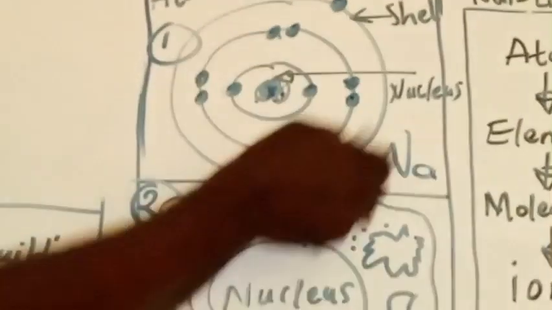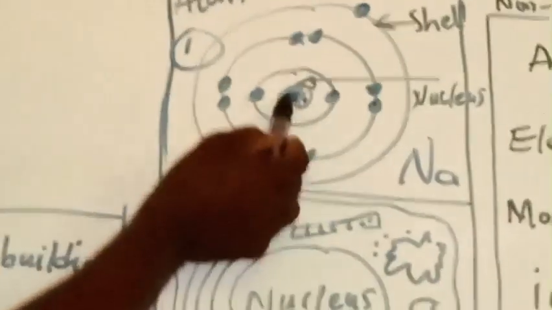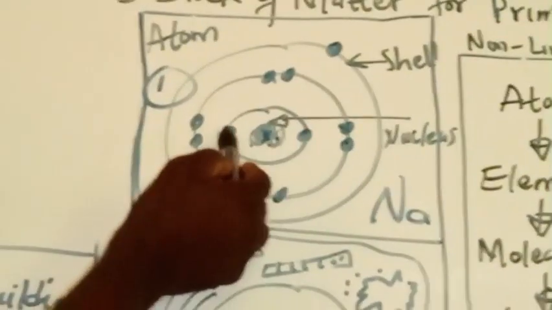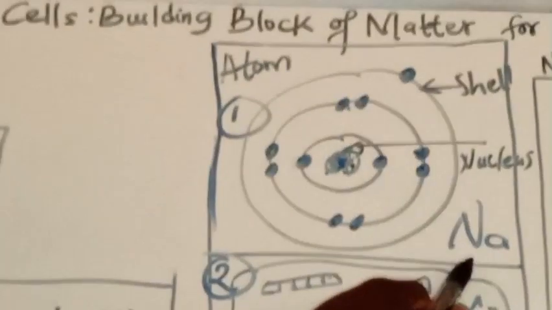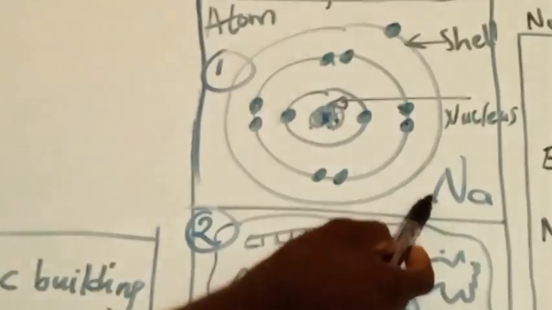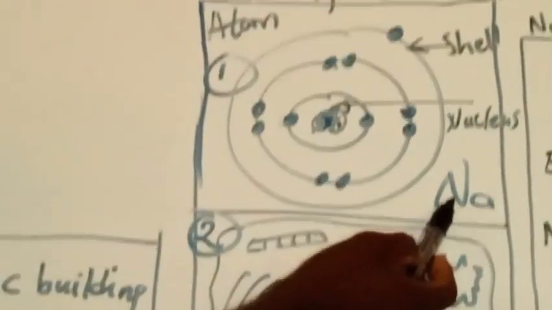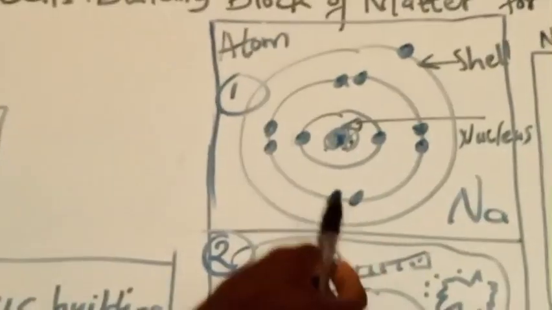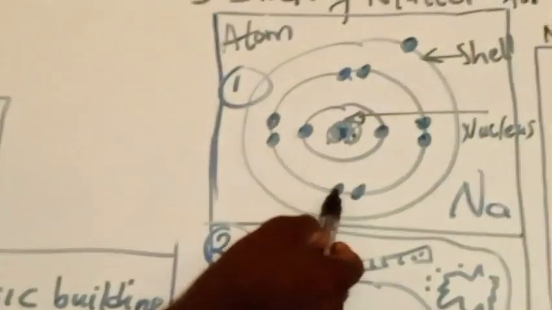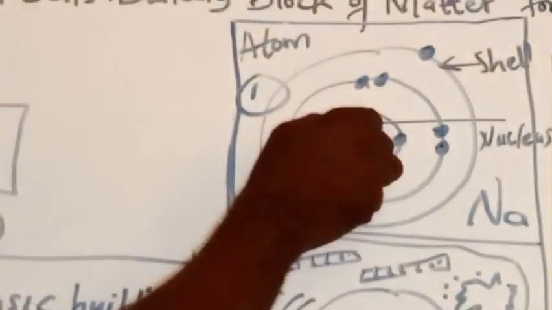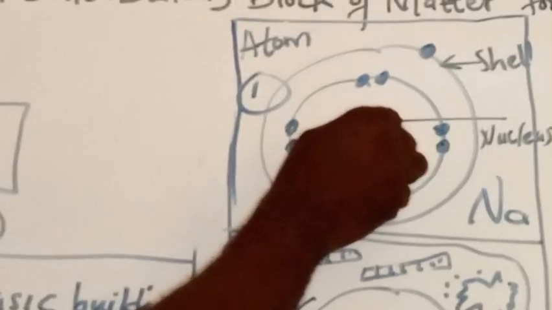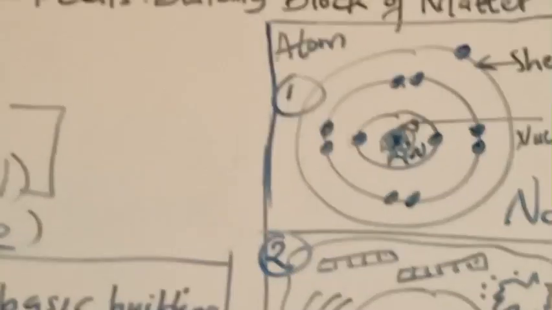If you count the number of electrons here, let's start from the center orbit: 1, 2, 3, 4, 5, 6, 7, 8, 9, 10, 11. It means that sodium, as an atom of an element, has 11 electrons. So each of these stands for an electron, okay? Then the protons are inside the nucleus.